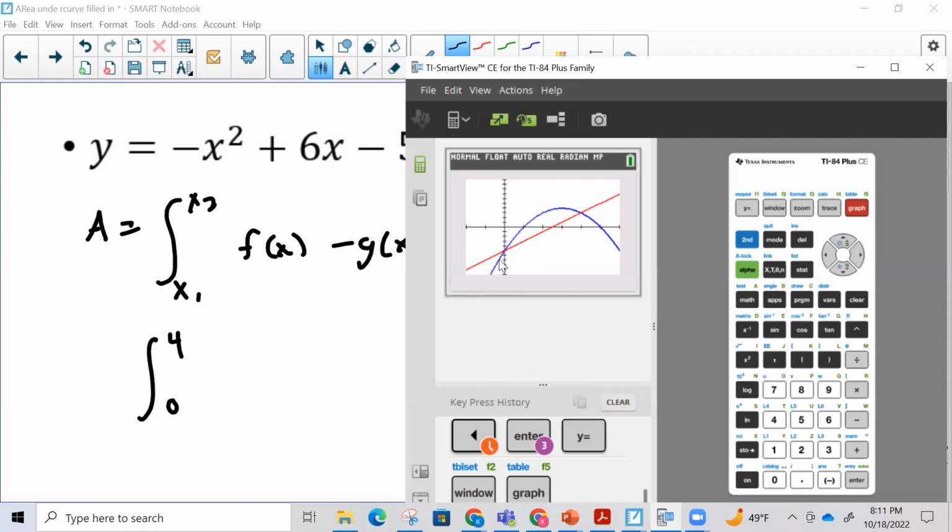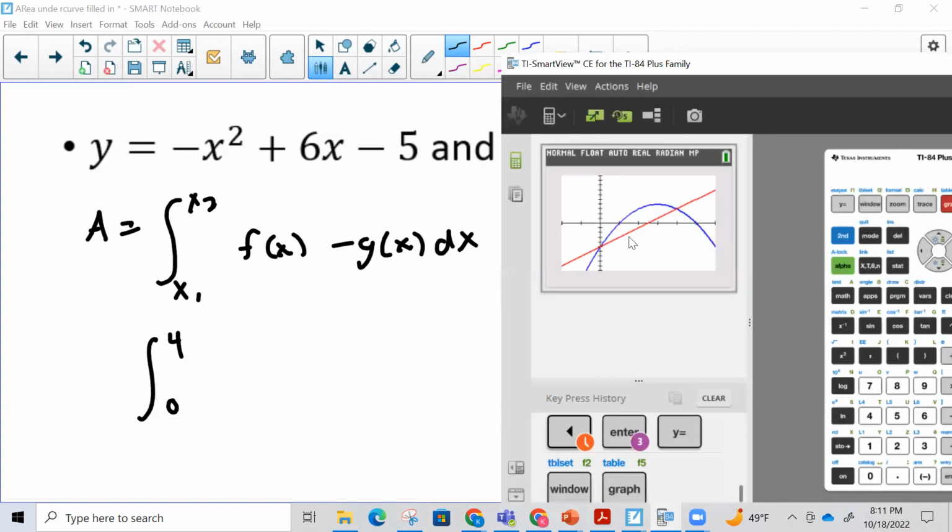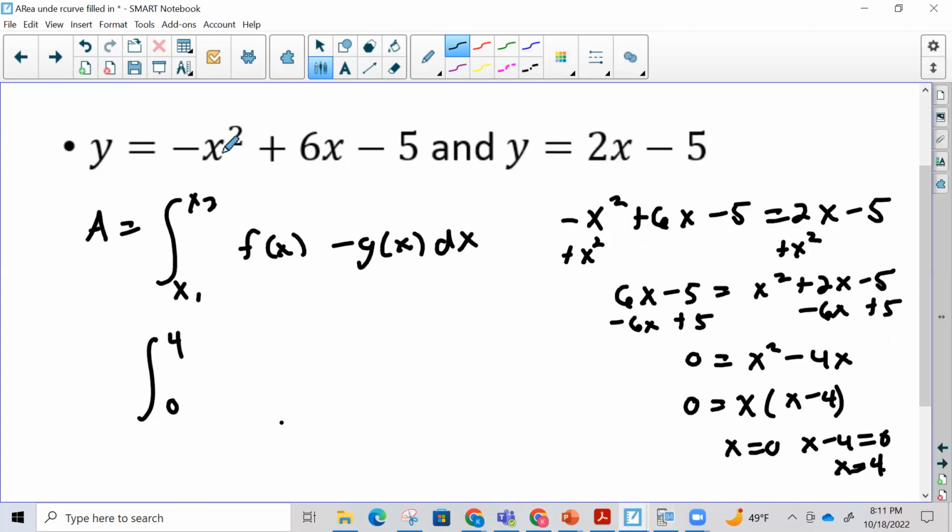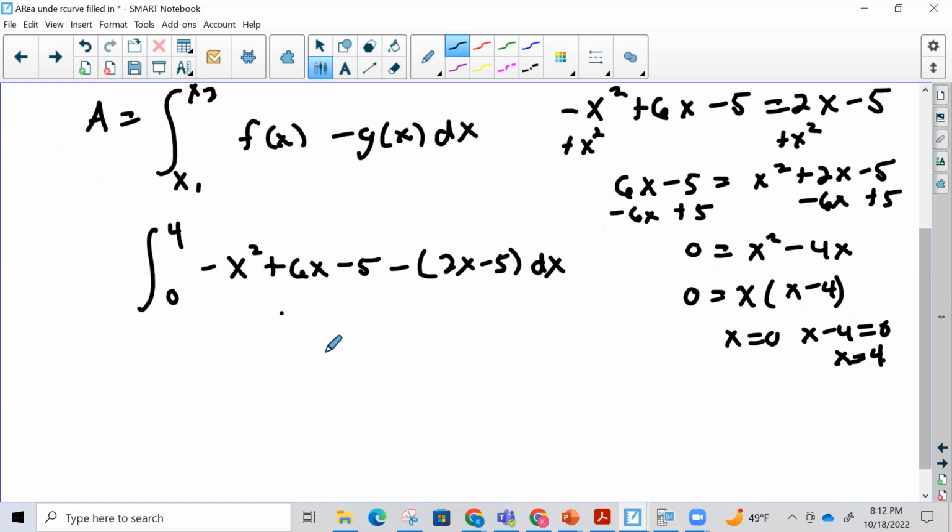So from this, I can tell that this blue curve, which was my y1, the negative x squared plus 6x minus 5, is above this red curve from x equals 0 to x equals 4, since that's the region I'm interested in. So f of x is going to be this curve, because that's on top, and g of x is going to be the 2x minus 5. And you should always put dx at the end because we need to know what we're integrating with respect to. Then I'll simplify a little bit.